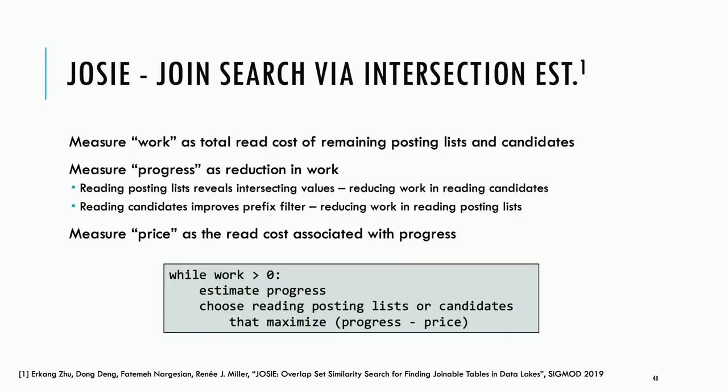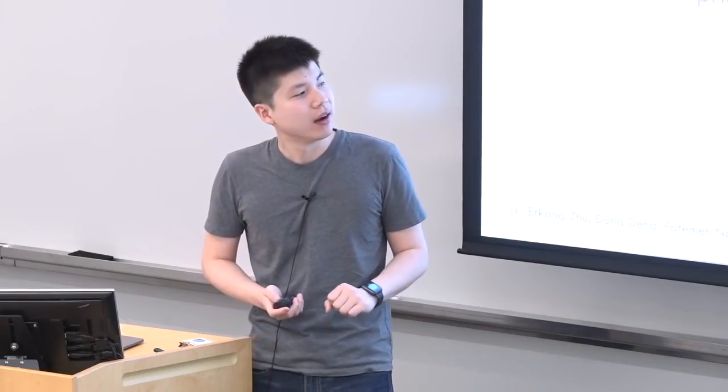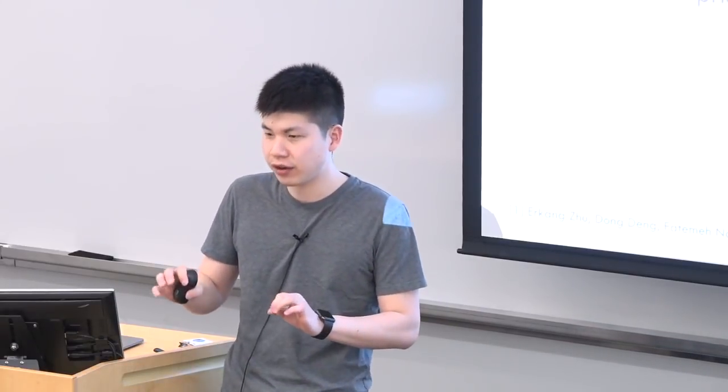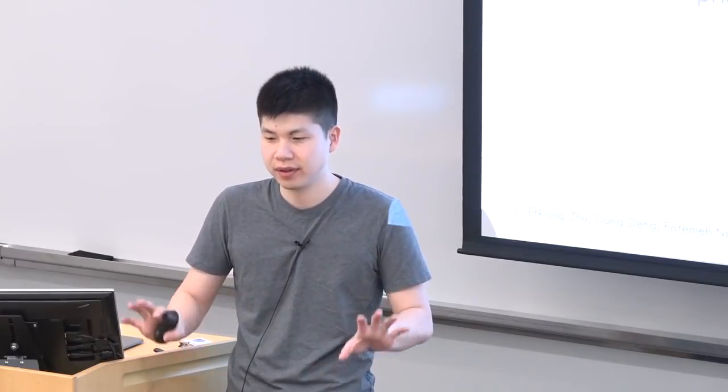So the algorithm works as follows. As long as your work remains, you estimate the progress involved in each direction and pick the one that gives you the best net progress, which is defined as the progress minus the price. This seems simple, but the magic in this algorithm is in this line. We use a cost model to estimate the progress. For the presentation, I don't have lots of time to cover this detail. We can carry it offline or after the presentation. But the answer is in the title. We use intersection estimation to build up this cost model.